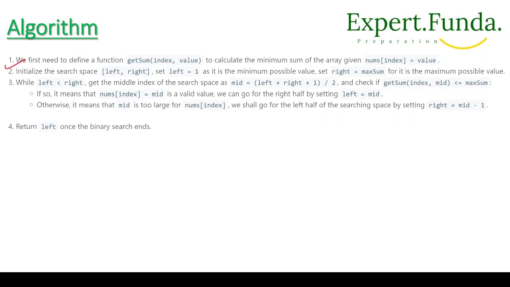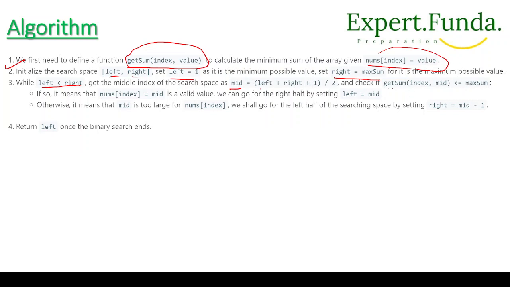First we need to define a function that will take an index and a value, and we will calculate the maximum sum of the given value, that is called nums. We will initialize the left and right of the search space, setting left equal to 1, the minimum possible, and right equal to maxSum, the maximum possible value. Now we'll check left should be less than right. Till then we will get the middle index of the search space and find our mid: left plus right plus 1, divided by 2. You may already have the knowledge of binary search.